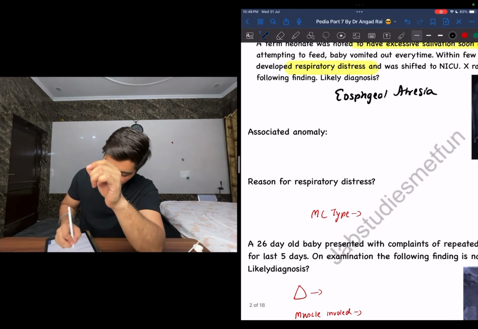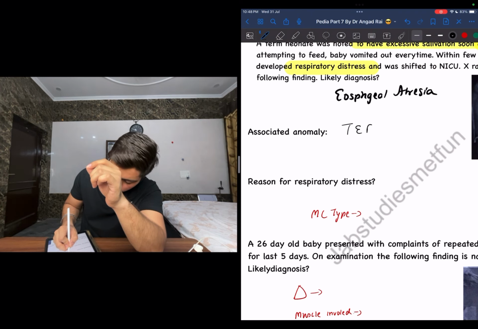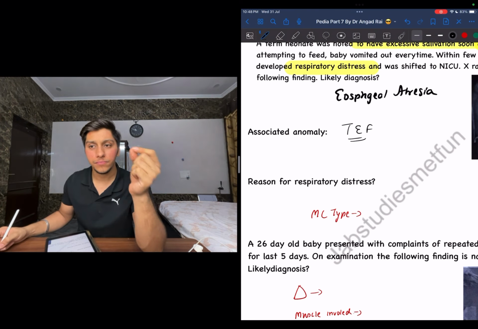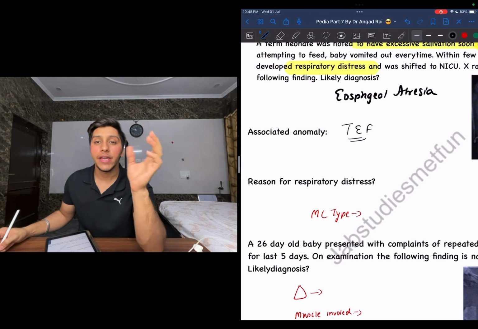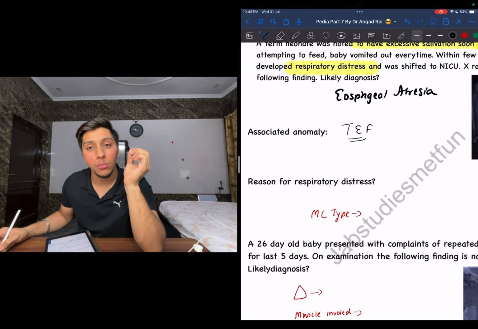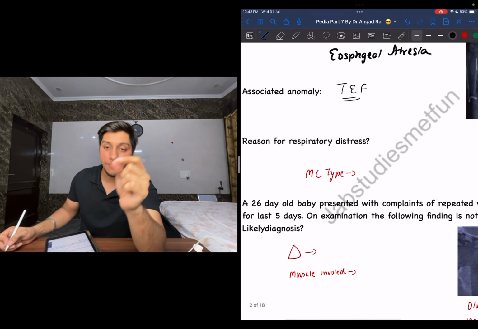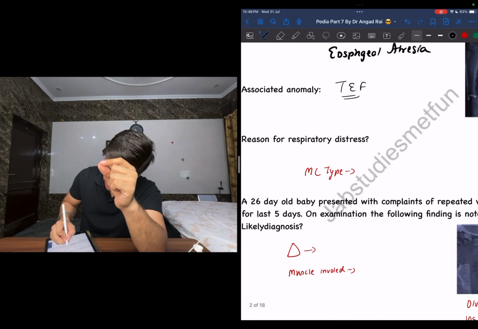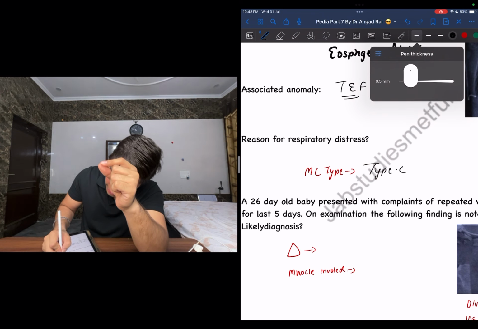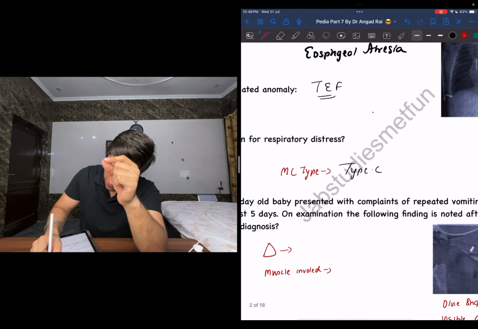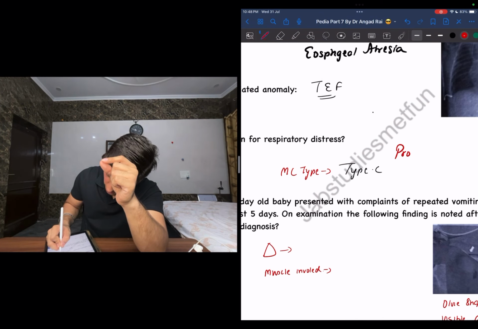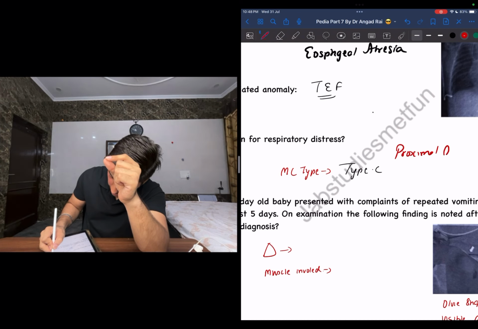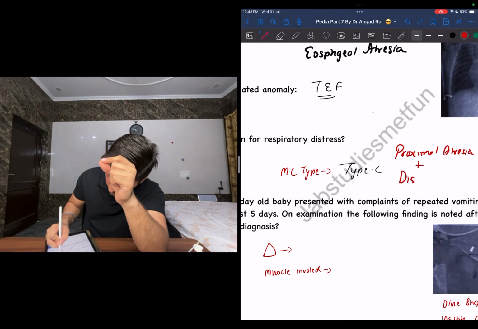Esophageal atresia is associated with tracheoesophageal fistula, TEF. What they will ask you, guys, is, in tracheoesophageal fistula, what is the most common type? The most common type of tracheoesophageal fistula is going to be type C. Now guys, what is there in type C? In type C, you will find that there is proximal atresia and there is distal fistula.